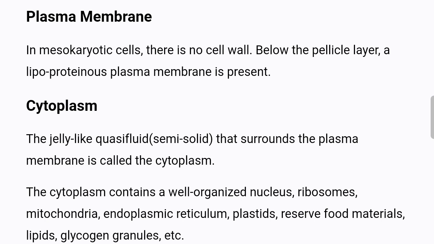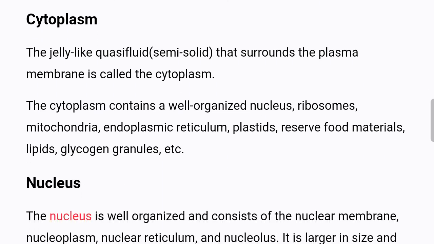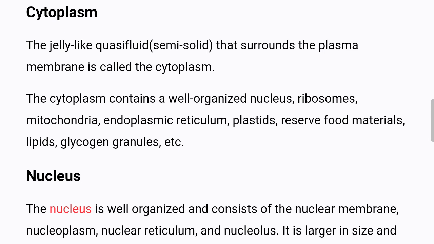Plasma membrane. In mesokaryotic cells, there is no cell wall. Below the pellicle layer, a lipoproteinous plasma membrane is present. Cytoplasm. The jelly-like quasi-fluid that is surrounded by the plasma membrane is called the cytoplasm. The cytoplasm contains a well-organized nucleus, ribosomes, mitochondria, endoplasmic reticulum, plastids, reserve food materials, lipids, glycogen granules, etc.